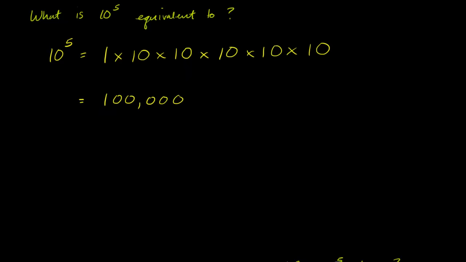So if we're multiplying by 10 5 times, we're going to add 5 zeros to the product. So this is literally going to be 1 followed by 5 zeros. 1, 2, 3, 4, 5. So 10 to the fifth is the same thing as 100,000.